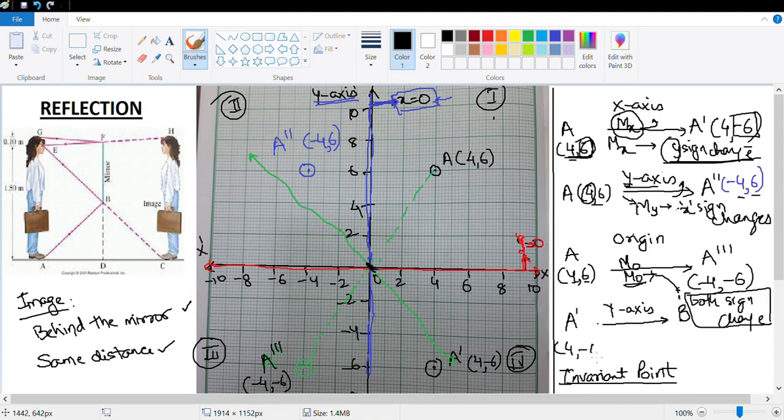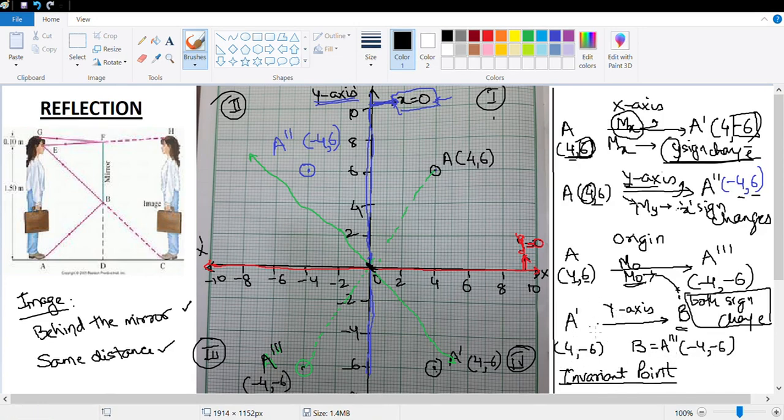Now let's look at A dash, which is here (4, -6). If I reflect this point on the y-axis, what happens? Well, it goes two boxes on the fourth quadrant side, so it will go two boxes into the third quadrant, which means this point will become A triple dash, which I am also calling B. So B is equal to A triple dash, and like we said, the sign of x will change, which means this will become (-4, -6).